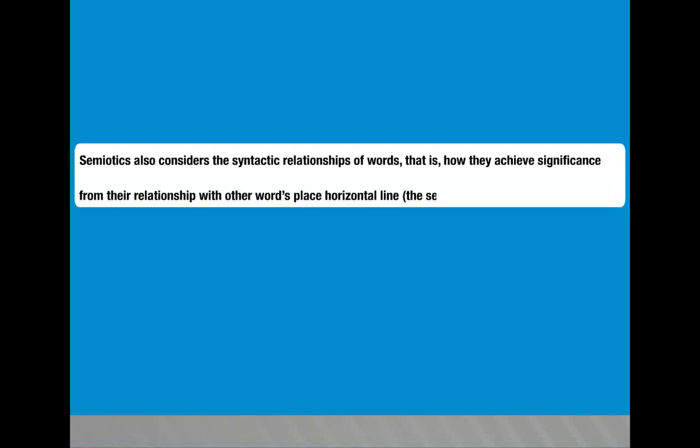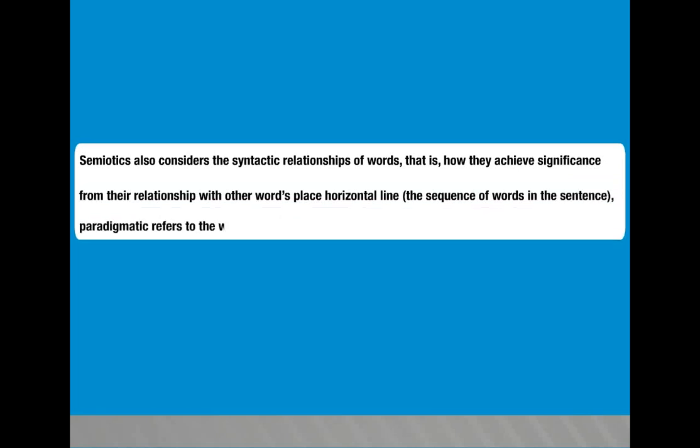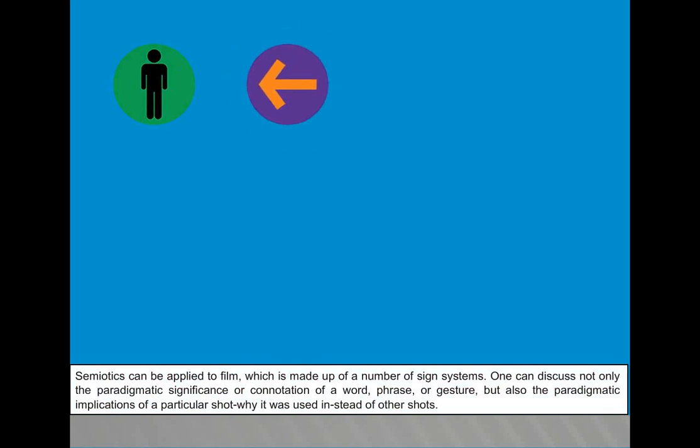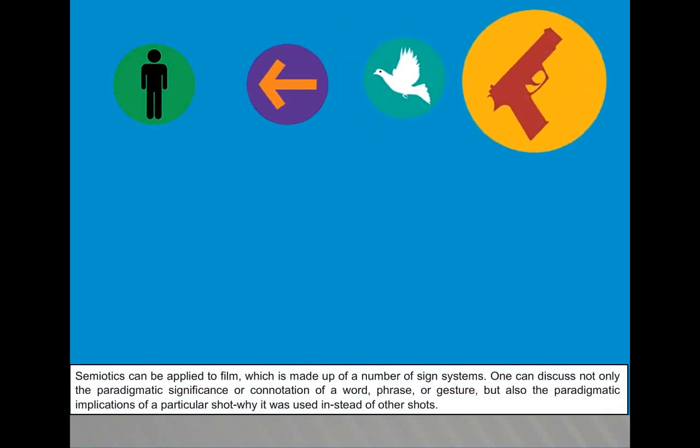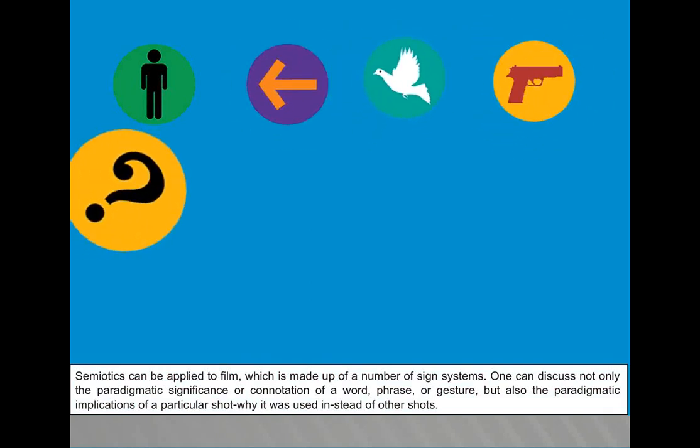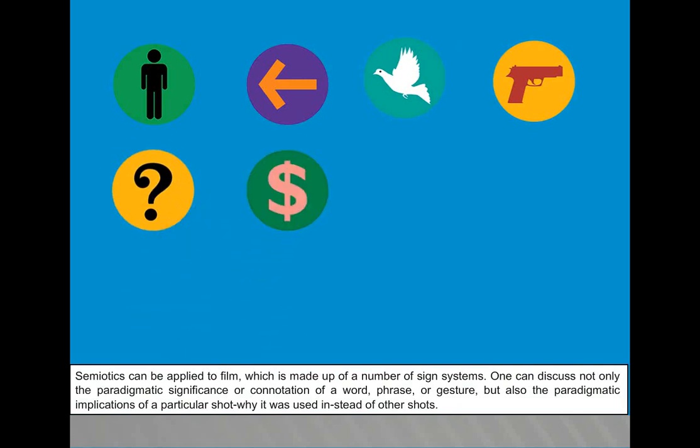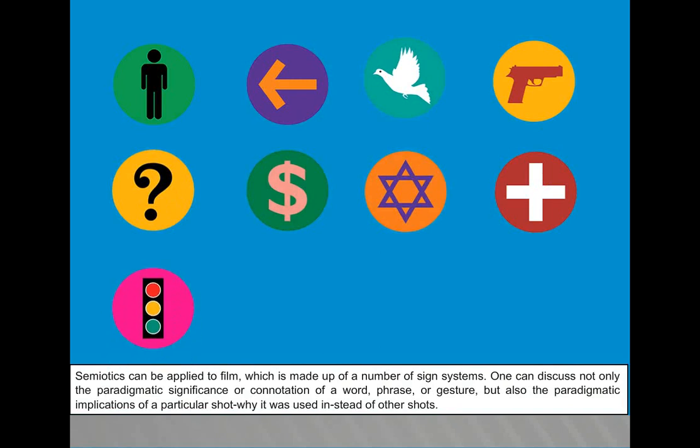Syntagmatic is the horizontal line, the sequence of words in the sentence. Paradigmatic refers to the words vertically that exist behind it or can be seen as listed beneath it. Semiotics can be applied to film, which is made up of a number of sign systems. One can discuss not only the paradigmatic significance or connotation of a word, phrase, or gesture, but also the paradigmatic implications of a particular shot, why it was used instead of other shots.